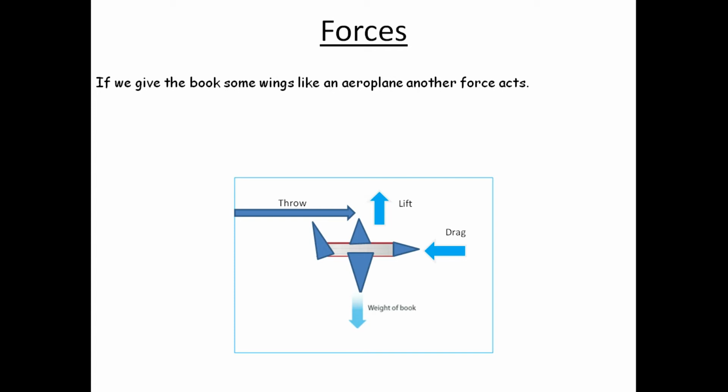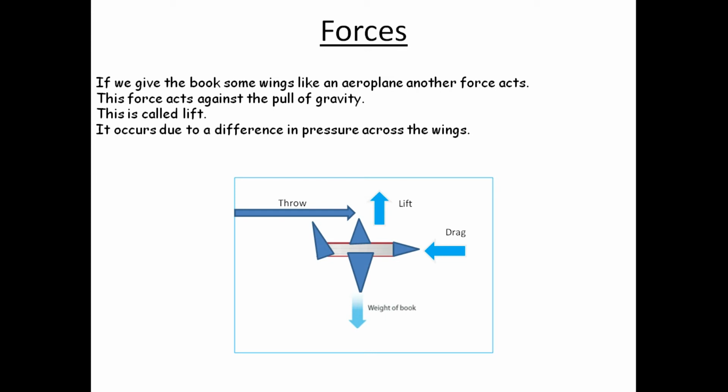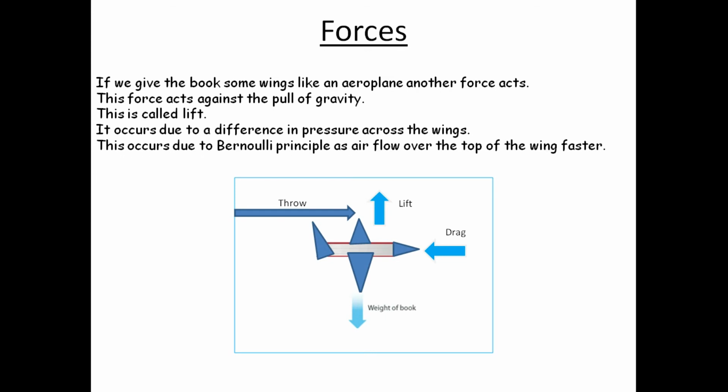If we give the book some wings, like an aeroplane, another force acts. This force acts against the pull of gravity. It is called lift. It occurs due to a difference in pressure across the wings. This occurs due to the Bernoulli principle, as airflow over the top of the wing is faster.